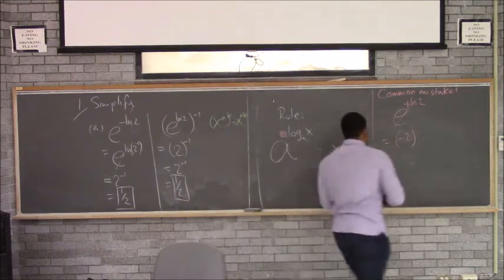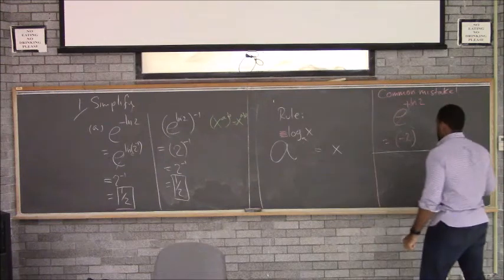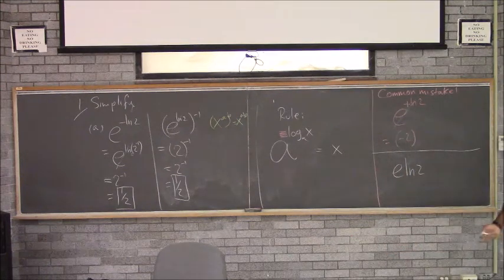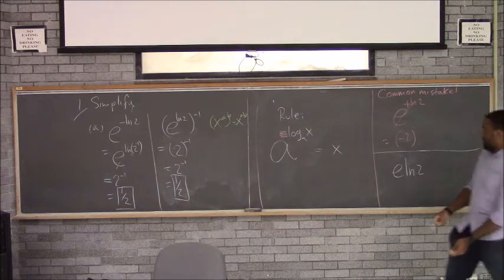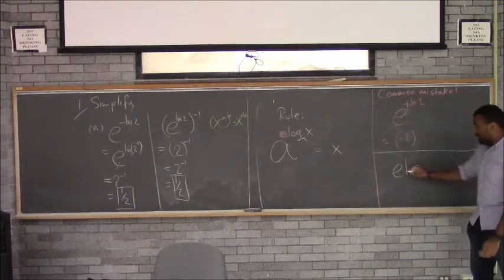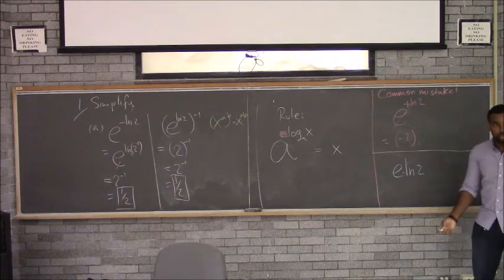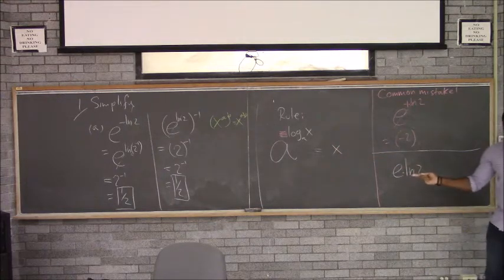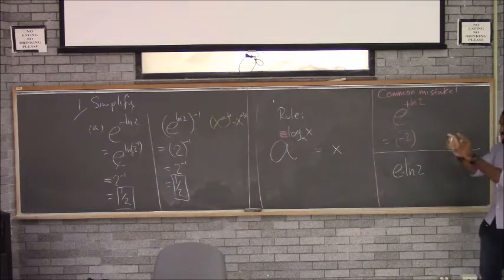And in the same way, if you had something like that, you can't cancel the ln and the e either, right? Why? Because here, the log is in the power. Here, the log is right beside it, it's multiplying. This does not fit on top of that. So this you couldn't cancel either. It's very important that positionally, it's literally a template.